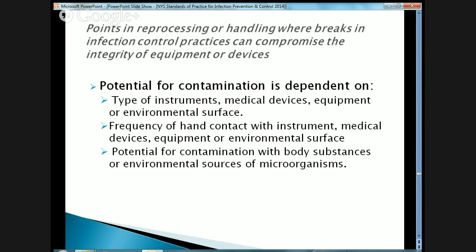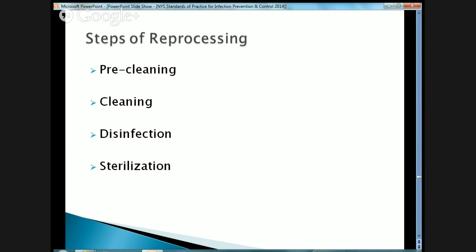Potential contamination from bloodstains in the environment, sources of organisms, and levels of contamination. Every reprocessing requires pre-cleaning, cleaning, disinfecting, and sterilization. Pre-cleaning is a process in which you take that instrument or equipment that you can visually see the blood on and actually wipe that off. Then you can send it for cleaning, but it must be wiped off first. That's why in the OR, they require that the instruments are wiped off once the procedure is finished.